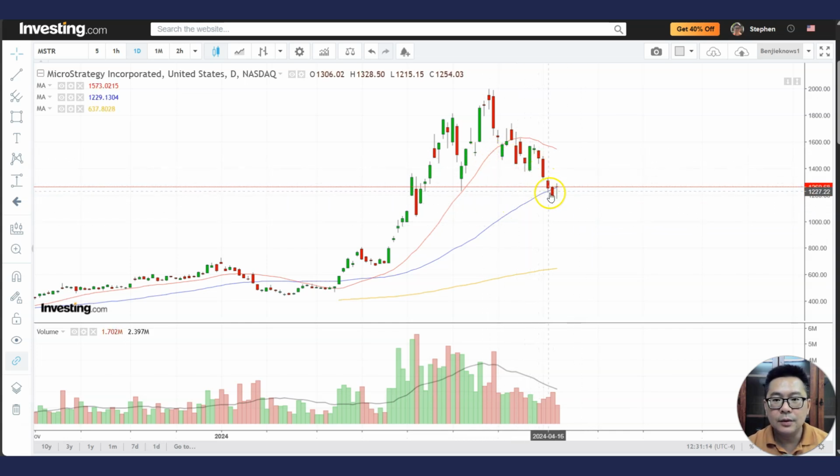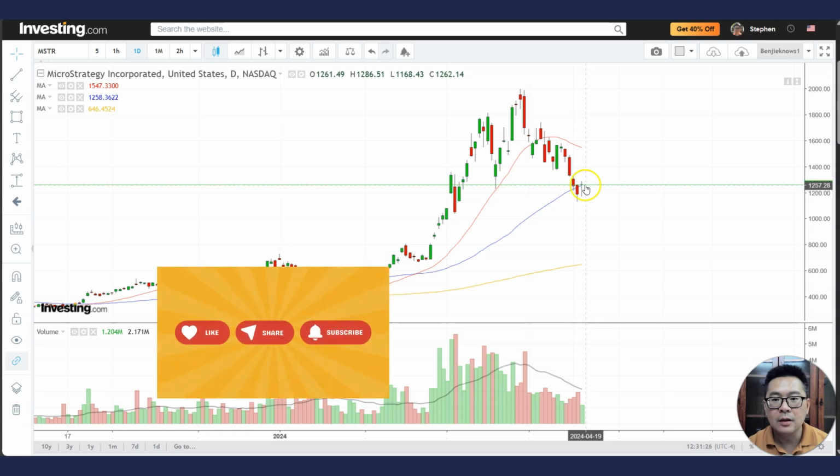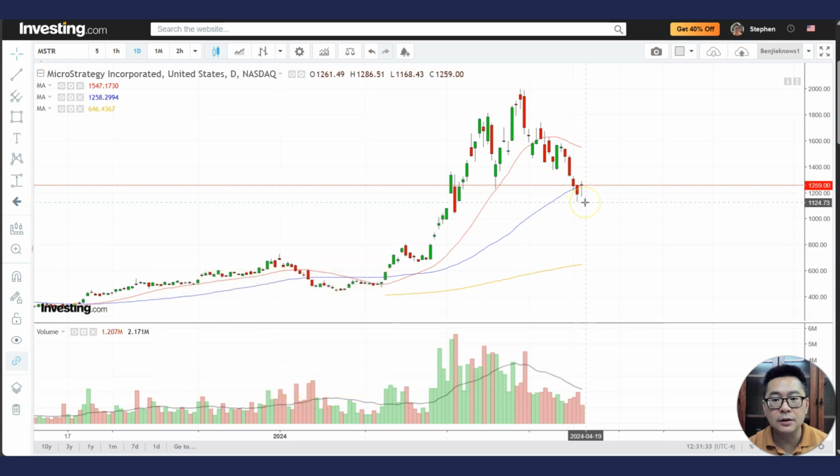MSTR is now dropping to an area of support. If you know about the 50 MA, it can be an area of support. The stock has been declining and now is trying to find support at the 50 MA. This 50 MA is extremely important, because if it cannot hold, there is a possibility that MicroStrategy might decline all the way back to the 200 MA. So we are at a very important area at this moment.